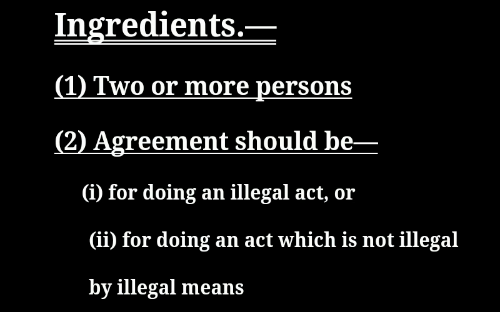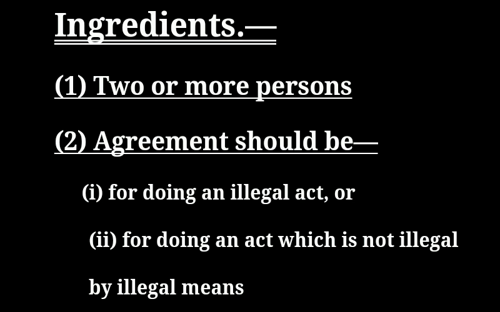There must be an agreement between two or more persons, and that agreement must be for doing an illegal act, meaning for committing an offense. For example, two or more persons agree to rob a bank. The second one is agreement for doing an act which is not illegal but by illegal means.